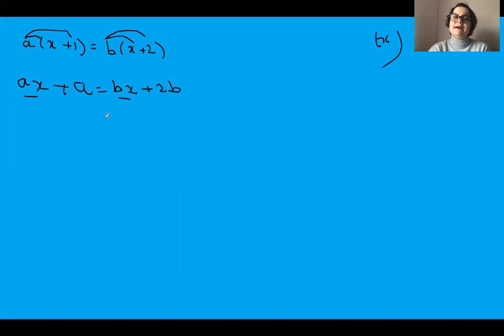Again, I'd like to keep the x's on the left-hand side. Now, to have all the x's on the left-hand side means to get rid of the x on the right-hand side. And we do that by taking away bx, the whole bx, minus bx on both sides. And we cancel the bx out, just like that. So always the opposite operation. So I'm going to have on the left-hand side, ax minus bx plus a equals 2b.